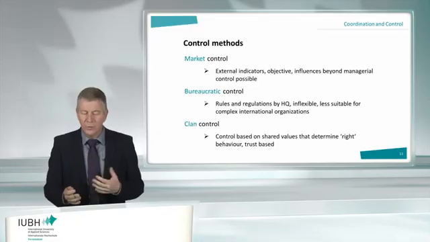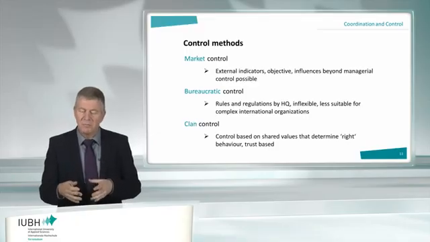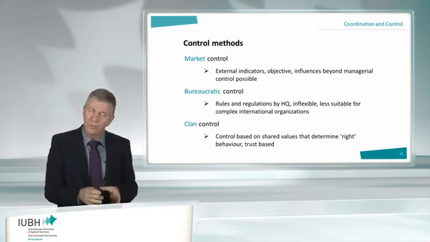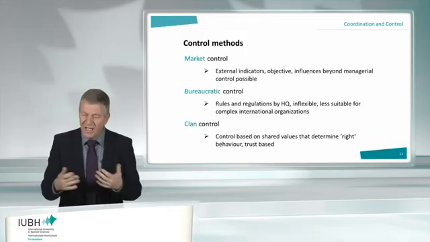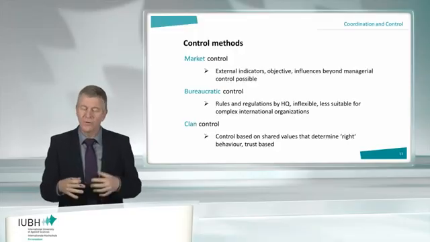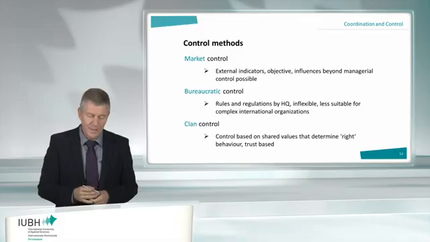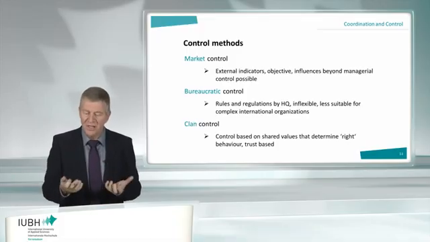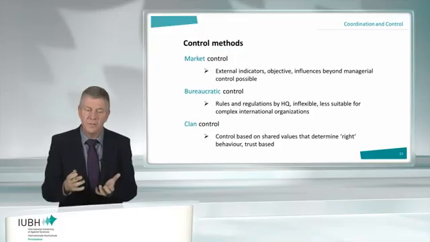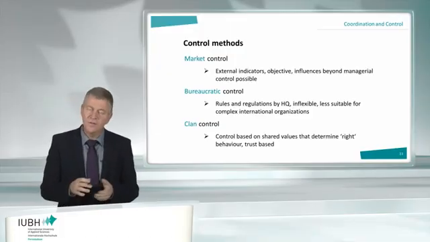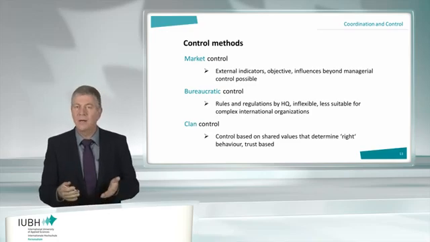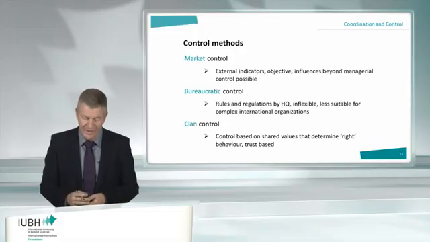Bureaucratic control would mean that rules and regulations are offered and provided by headquarters, and this is very inflexible. So bureaucratic control that is mainly dependent on what headquarters is saying in terms of control methods would be less suitable for a complex international organization. Clan control is based on a shared set of values, and these values would determine the right behavior and also what is expected in terms of performance. So this is an approach which is pretty much trust-based. But of course, you can't run a company and also control a company only on clan control.